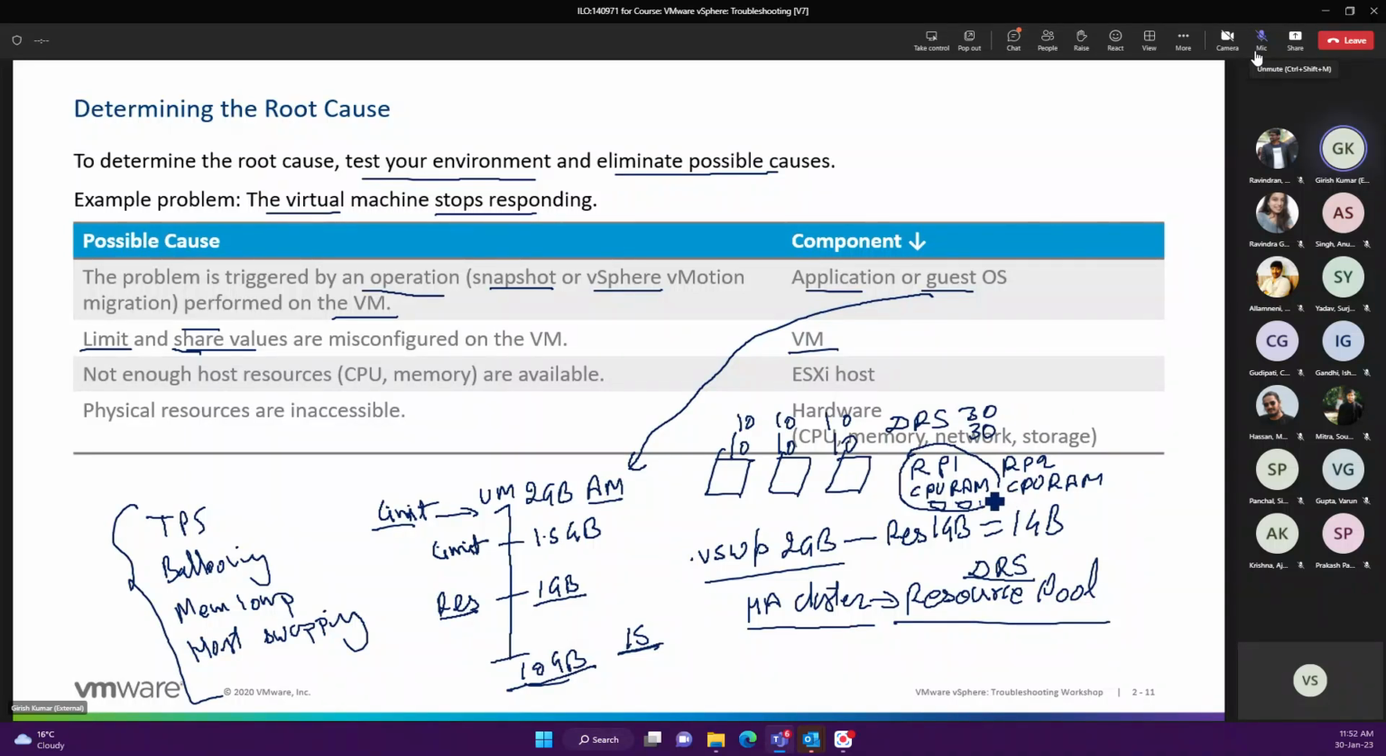Either a standalone host allows you to create a resource pool, or a DRS enabled cluster allows you to create the resource pool. Possible causes: not enough CPU and memory available in the ESXi host, because multiple VMs have been placed in a single ESXi host. So this ESXi host does not have sufficient CPU and memory to satisfy all virtual machine demand.